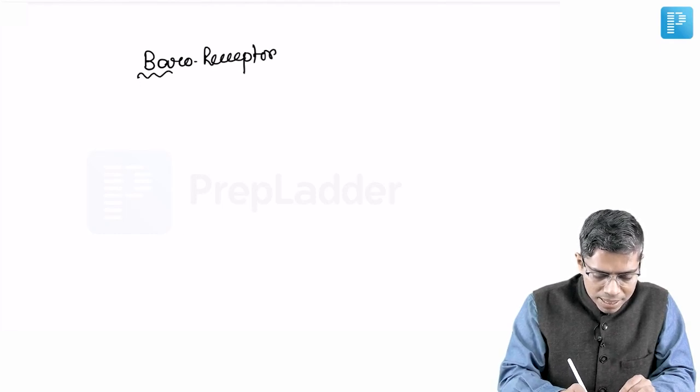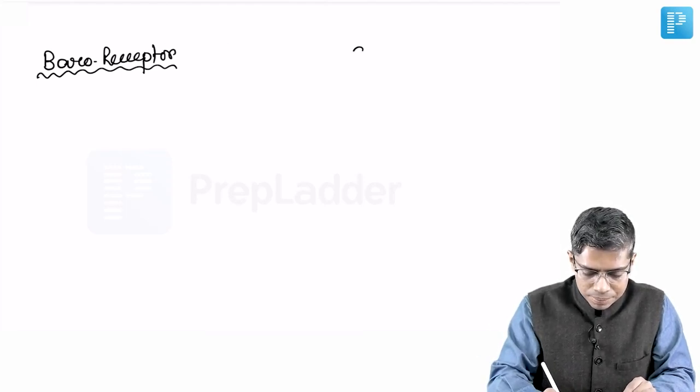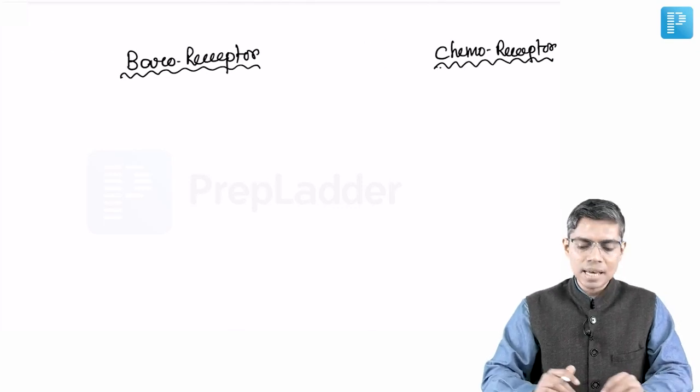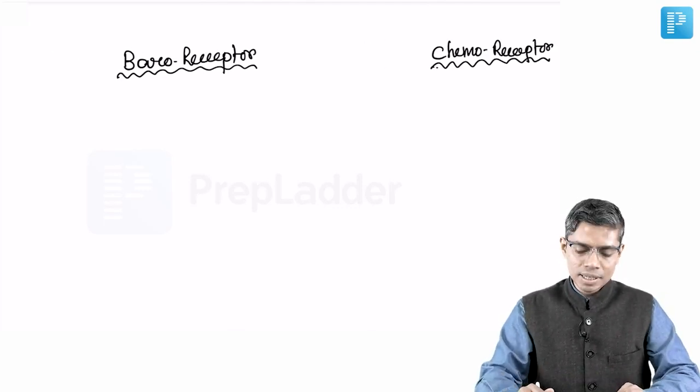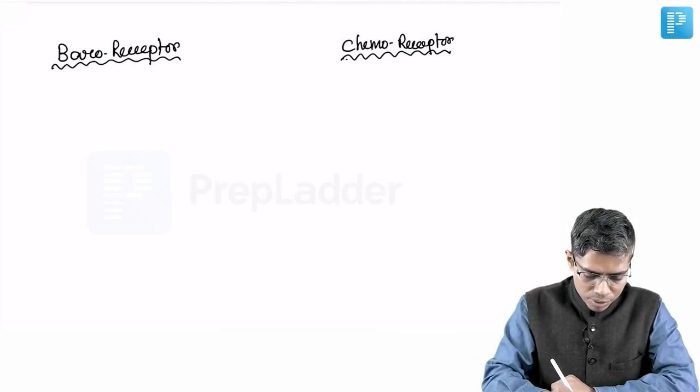Baroreceptor, and parallelly, we are also going to discuss the chemoreceptor. Chemoreceptor. Right. So, first question is, where are this baroreceptor and chemoreceptor located? To understand this, I am drawing one diagram.